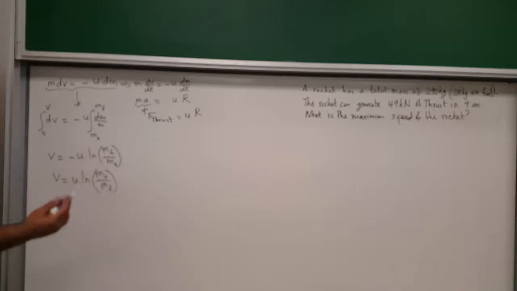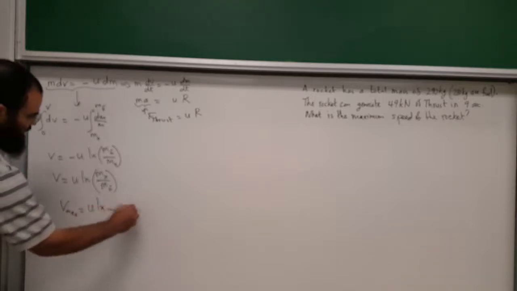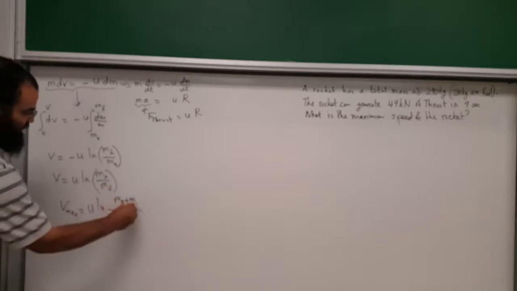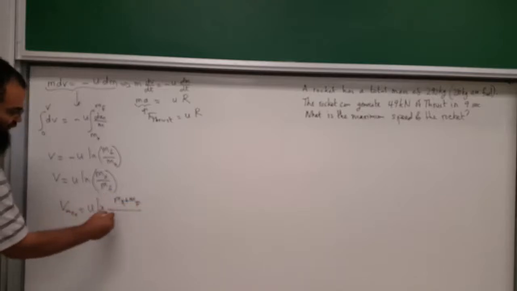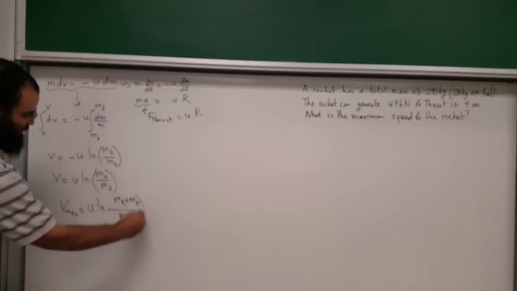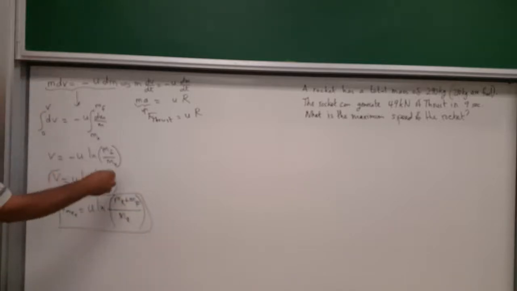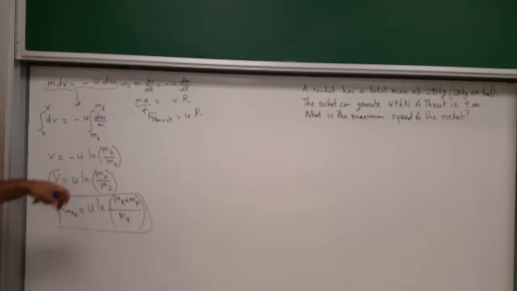So the more fuel you burn, the more velocity you have. When you burn all the fuel, your final mass will be the initial mass of the rocket minus that of the fuel. So v maximum will be u times the natural log of the initial mass, which is the mass of the empty rocket plus the mass of the fuel, over the final mass, which is just the mass of the rocket without the fuel. And that's the maximum speed. The other equation gives the speed at different times, but this is the maximum when you have burnt all the fuel.